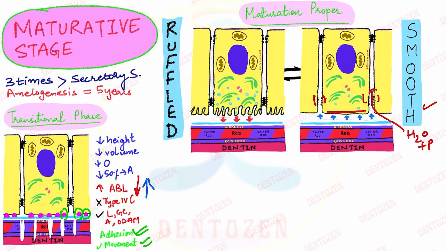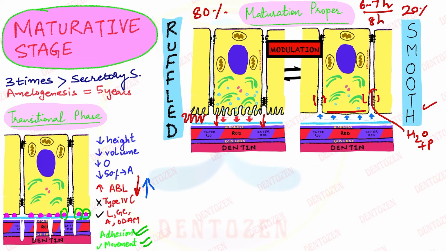And when it has to add the minerals, it will again turn into a ruffle-bordered ameloblast. The distal end becomes ruffled. Irregularities will be there, through which the calcium will be added into the created spaces. So 80% of the time the cell remains ruffle-ended and 20% of the time it changes to the smooth-ended shape. This cyclic change of the cell is known as modulation. It can occur at about 6 to 7 hour intervals or 8-hour intervals. So in a day we can see 3 modulation cycles.